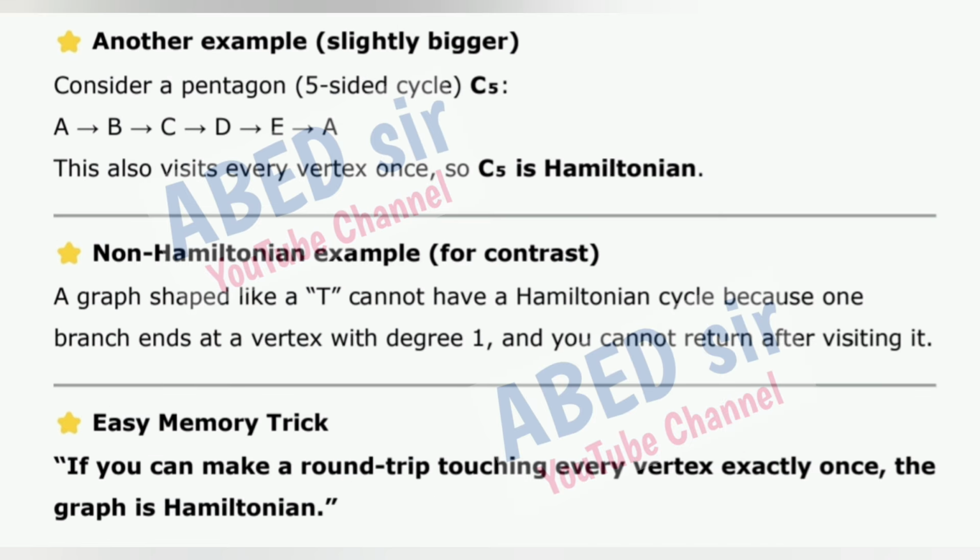Another example, slightly bigger. Consider a pentagon, a 5-sided cycle, C. ABCDEA. This also visits every vertex once, so C is Hamiltonian.